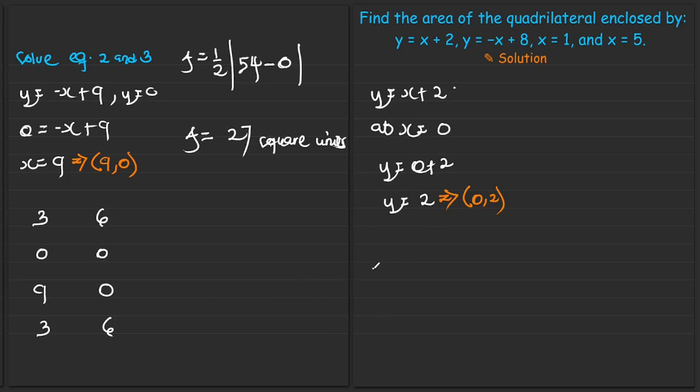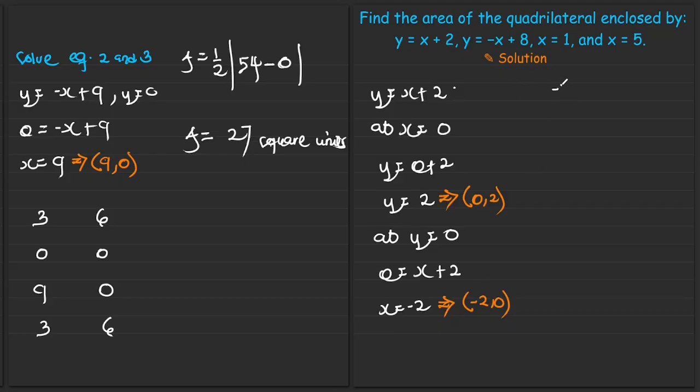Then we look for our x-intercept. Our x-intercept says at y is equal to 0, we have 0 which is equal to x plus 2. Making x the subject, we have x equals negative 2. And that also implies that our x-intercept is (negative 2, 0).